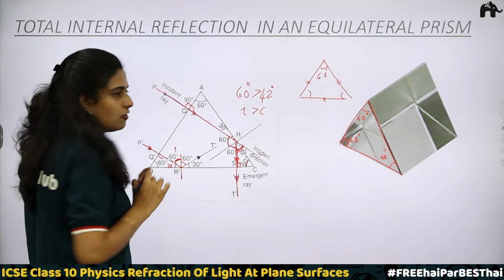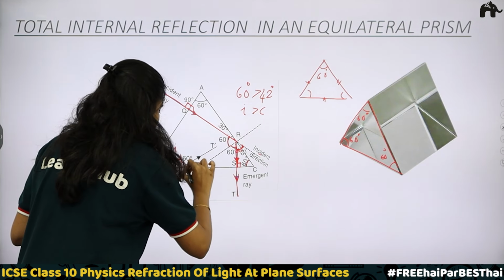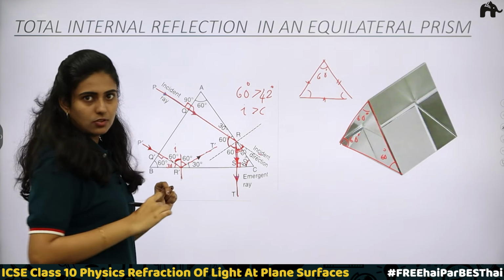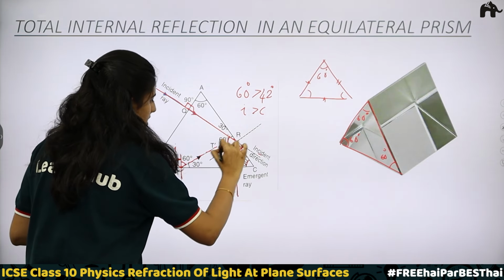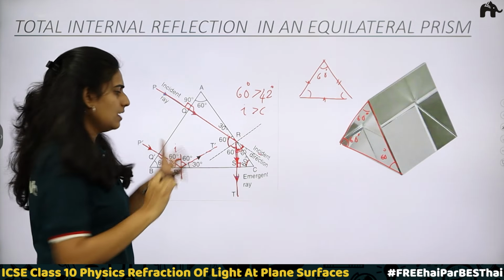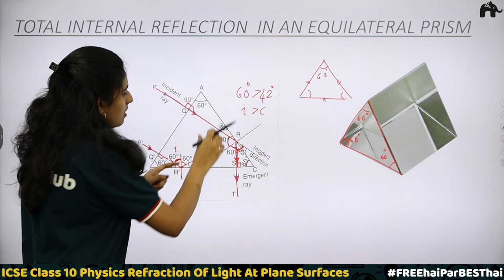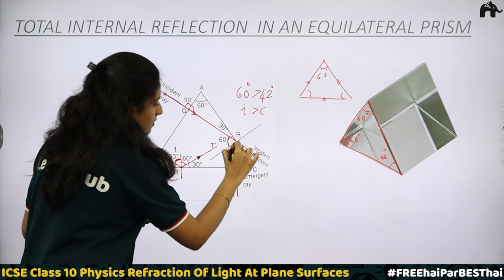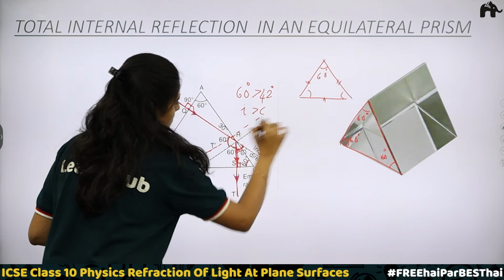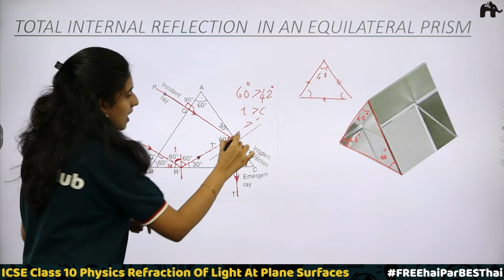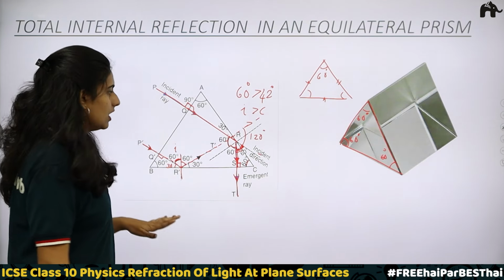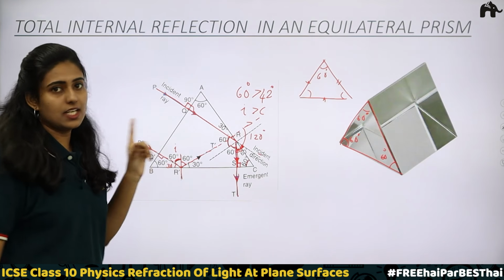Now what happens to the ray of light? The ray of light will move in this direction. When it strikes here, what happens? Again, it will emerge out. Same thing. So this is what happens to the parallel beam of light. One ray will come through this face and the other ray will pass out through this face. That is, you are making an angle of 180 degree between them. Clear? This is the case of an equilateral prism.